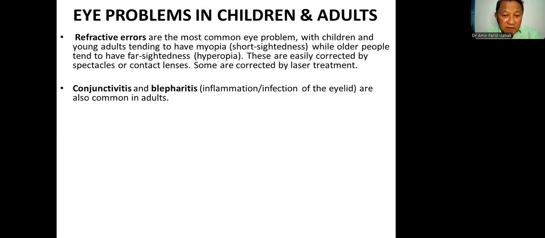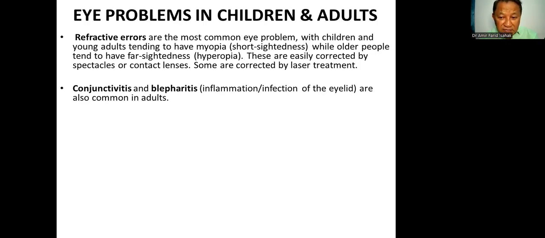Of course, refractive errors are very common, with children and young adults tending to have short-sightedness, while older people tend to have far-sightedness. And these are easily corrected by spectacles and contact lenses, and some are corrected by laser treatment.